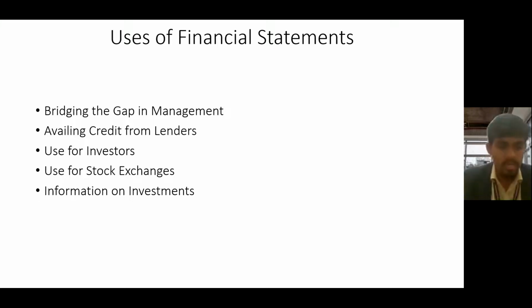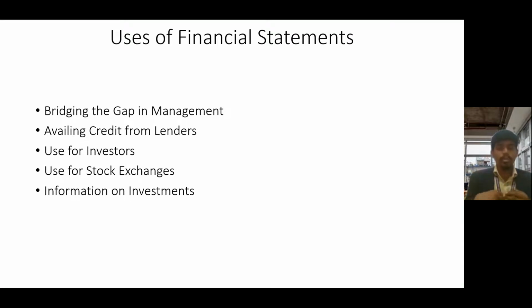So what does it mean here? To list your company's shares in the stock exchanges, you have to show your financial statements. They contain the complete financial structure and the company's performance. Based on this, the stock exchange houses or the regulatory body of the stock exchanges will look into whether to list this company or not.